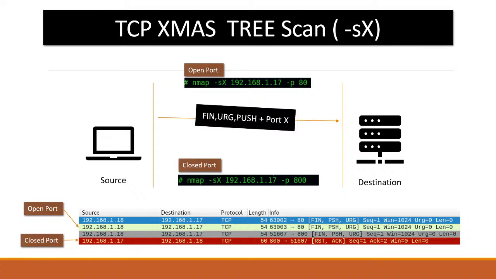Now there is an XMAS scan, or TCP XMAS tree scan, wherein you are using multiple flags. Usually this kind of segment does not have any meaning at all. You are not saying that you want to connect, you are not saying you want to close, you are not saying anything basically. You are just enabling some flags here, your FIN flag, your URG flag, your PUSH flag, everything, and sending it to the destination. And again the logic is the same here.